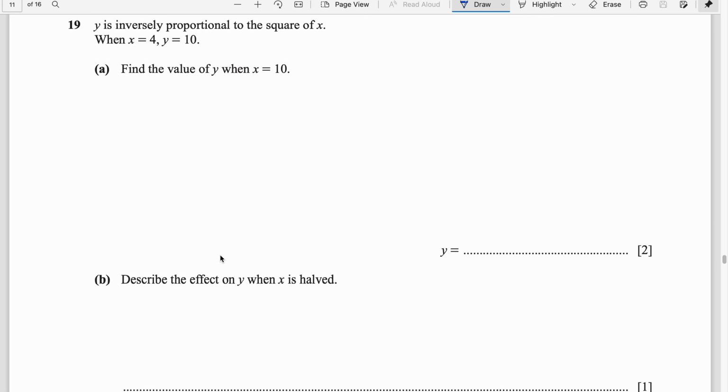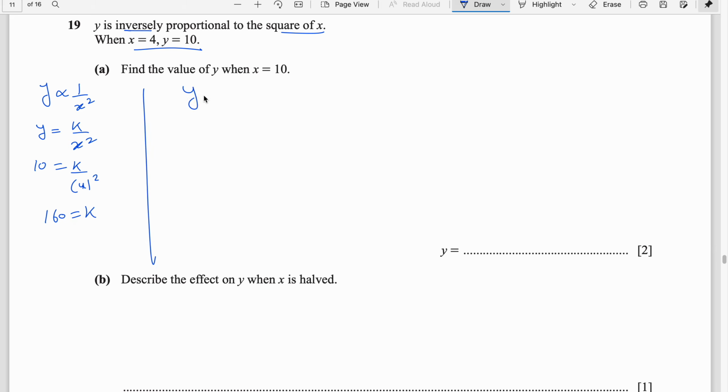Question number 19. Y is inversely proportional to square of x. So the equation would be y equals k over x square. First set of values given, x is 4, y is 10. 4 square is 16, into 10, 160 is equal to k. Y is equal to 160 over x square.